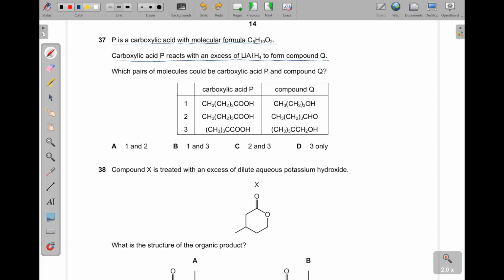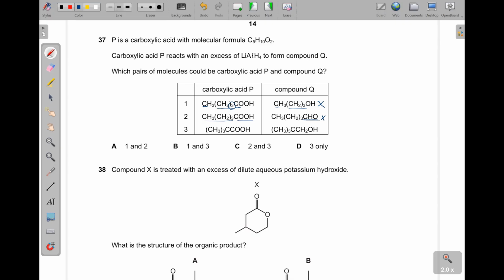Now they are asking which pairs of molecules could be carboxylic acid P and compound Q. So these are 5 carbon atoms. First identify those ones with 5 carbon atoms. We can see 1, then 4, because these are 3, then 5. That is okay. But when you come to this one, this is 1, plus the 3, that is 4. So this one has to be off, because they are 4 carbon atoms. Then the next one is 4, 5, which is okay. And here, this is a carbonyl. It's an aldehyde. So this one is off.